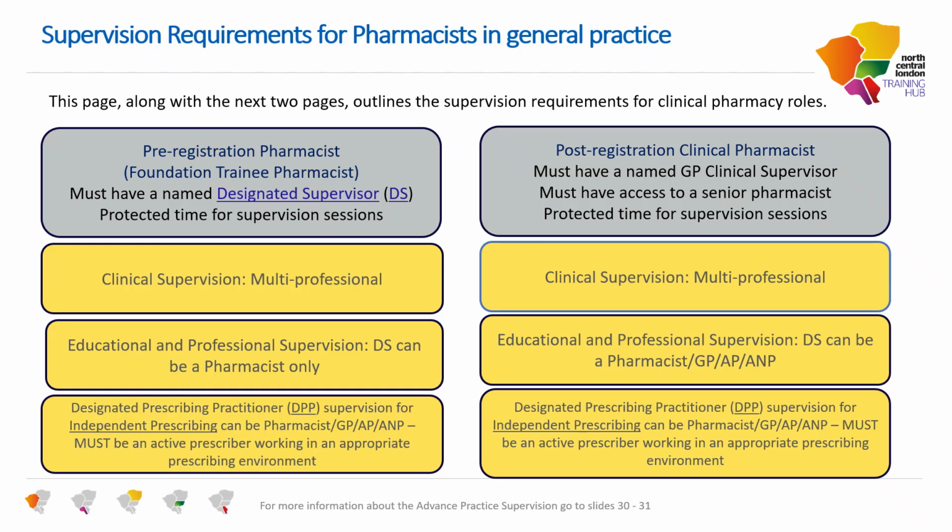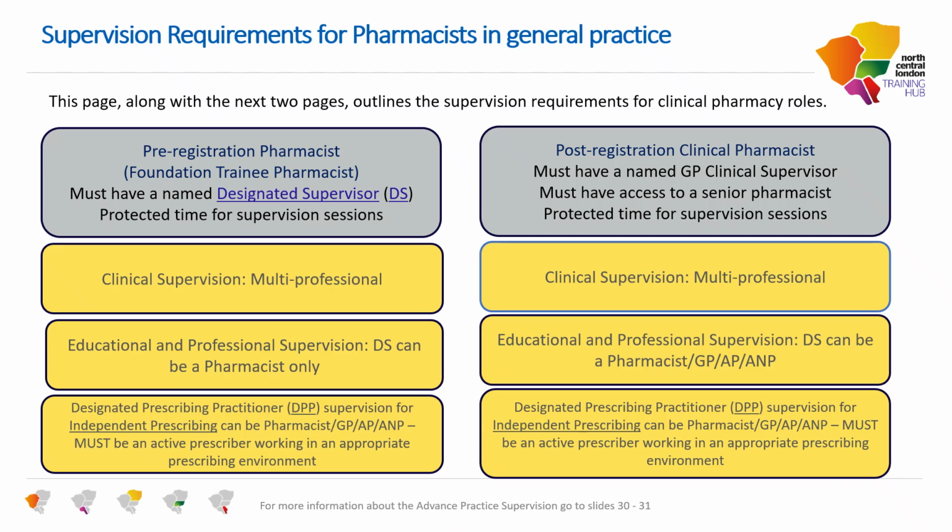We can now look at the specific supervision requirements of clinical pharmacists. Let's look at the pre- and post-registration, as well as the requirements relating to the types of supervision. For a pre-registration pharmacist, the practice or PCN must ensure that a designated supervisor is in place who must be a pharmacist with at least 3 years of experience and ideally be an approved educator.